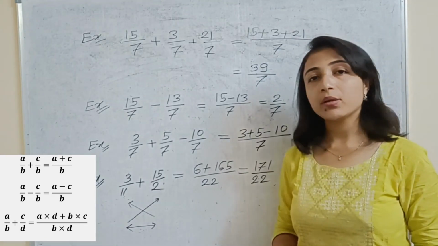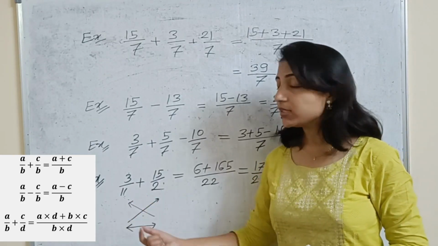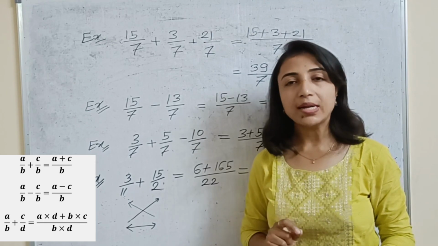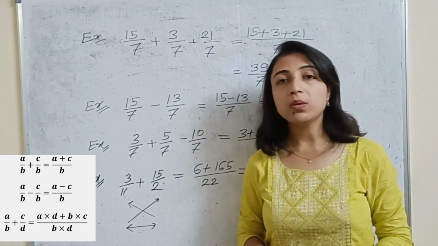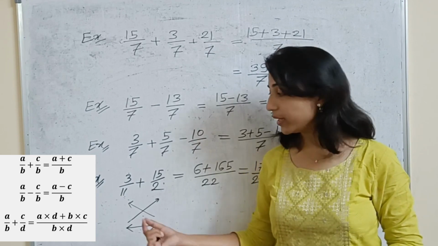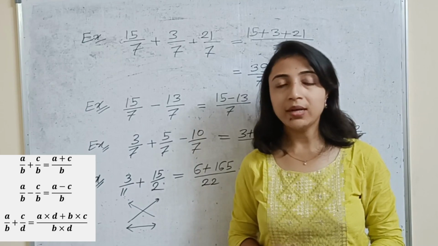And some students may do this calculation by taking the LCM. If the denominators are prime numbers or the numbers are small, it is easy to apply cross multiplication. But instead of cross multiplication, you can make their denominators similar by taking the LCM. That is also correct.